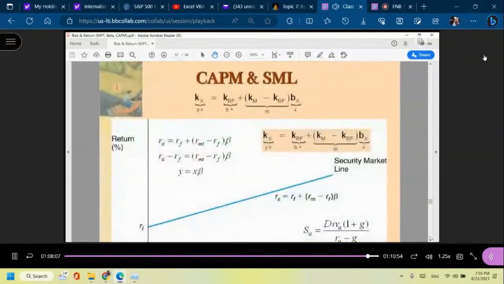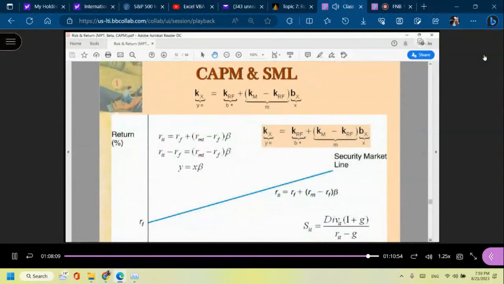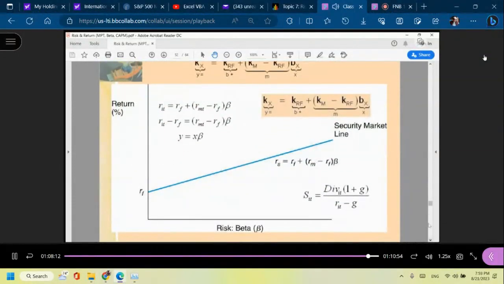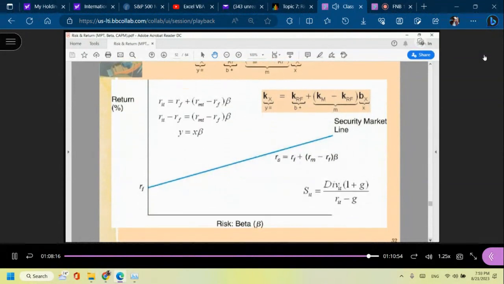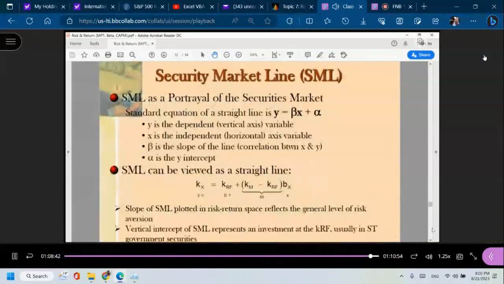Okay, so basically, CAPM is derived from the security market line. The security market line is basically what you get when you plot the return against beta. Of course, the security market line would increase as the beta increases, right? In other words, the required return should increase as the beta increases. I mean, the higher the beta, the higher the required return, right? Okay.